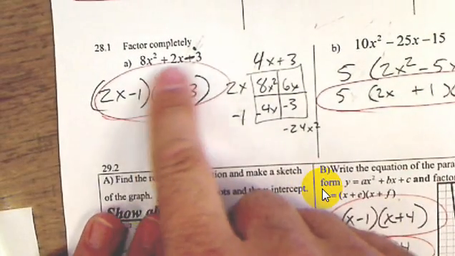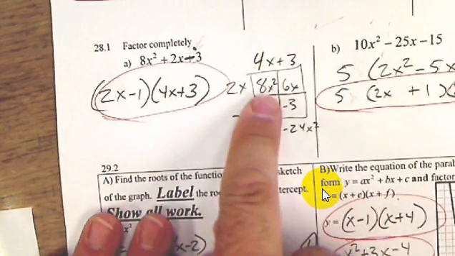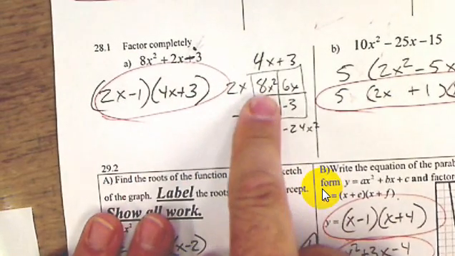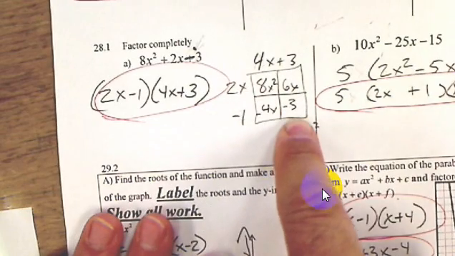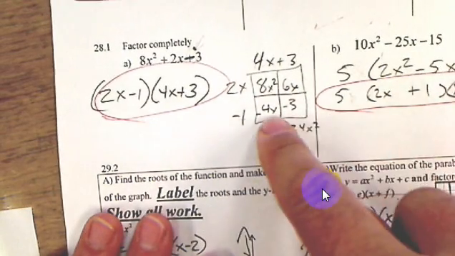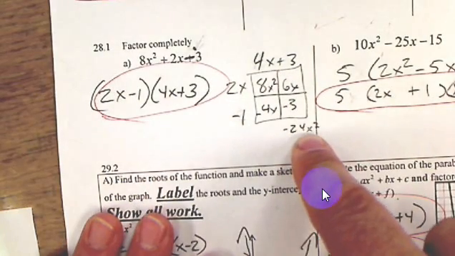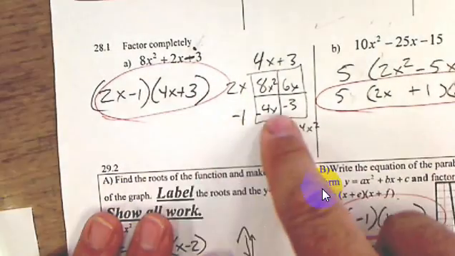No common factor. So I make a generic rectangle. Plug in my 8x squared and my -3. Then look for two numbers that multiply together to be -24. Add together to be 2. And there they are.